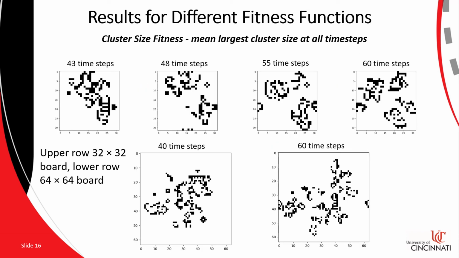And finally, on this slide, we have results that we got for the last fitness function that we used, the one that maximized the size of the largest cluster present. So in the top row, you can see 4 screenshots from a time evolution of a single solution that we found. 43, 48, 55, and 60 time steps is the same solution. So at the start, we can see one large cluster, and then it slowly breaks apart as the evolution progresses.